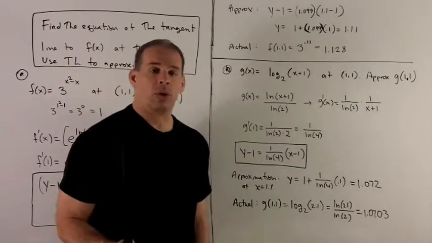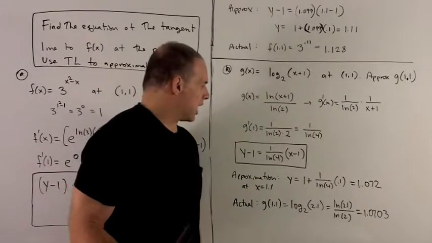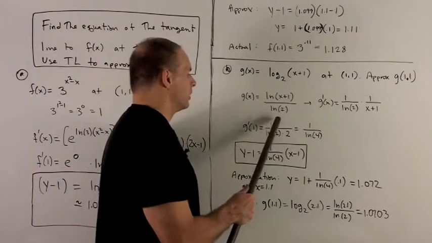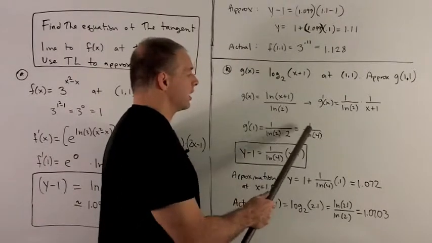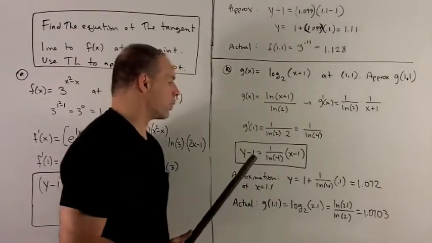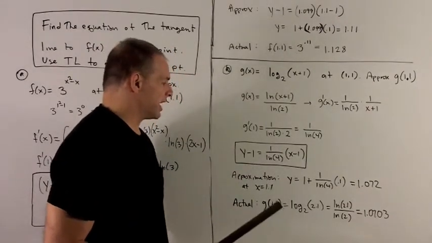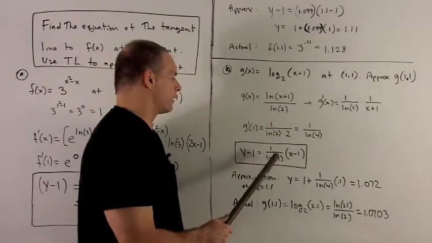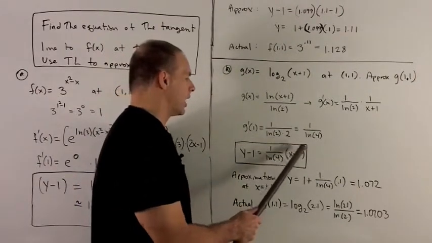The exponent rule for natural log says that the 2, which we could think of as being in front, can be brought to the exponent. So this gives me 1 over natural log of 2 squared, or natural log of 4. The equation of the tangent line is then y minus 1 equals 1 over natural log 4 times x minus 1.